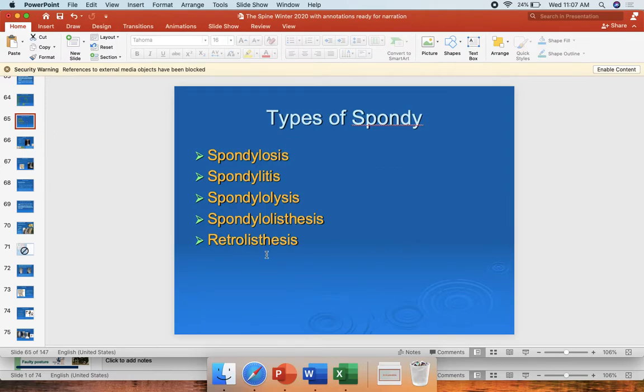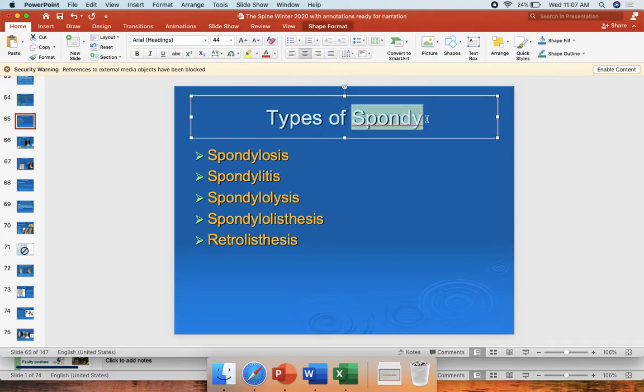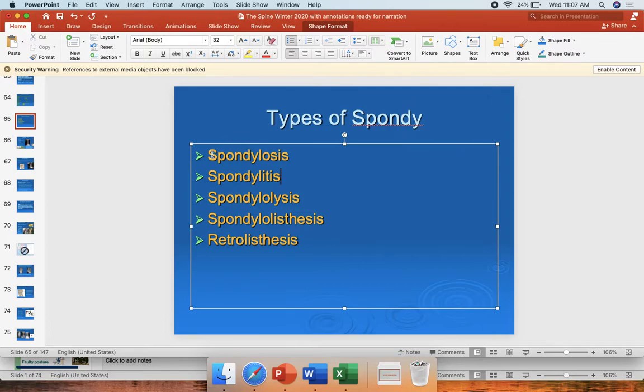So I wanted to just do a quick differentiation between these. So remember, spondy is just a fancy medical term for vertebrae, or spine, but it's essentially a fancy word for vertebrae. So within each of these, except for retro, we've got vertebrae. We can see right there. And then it's just up to differentiating using this term.